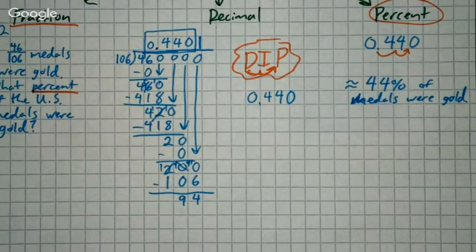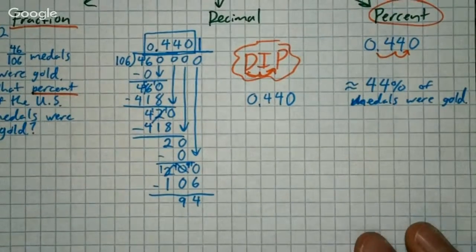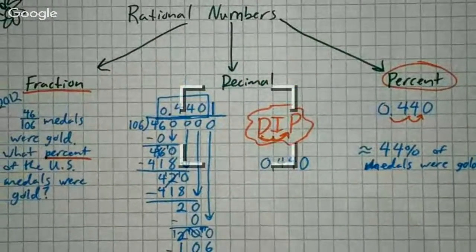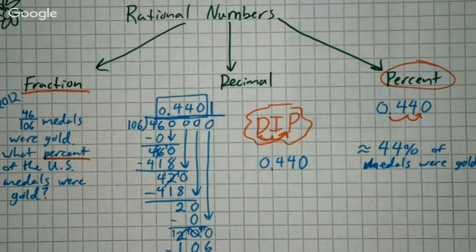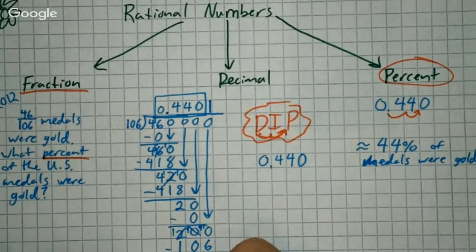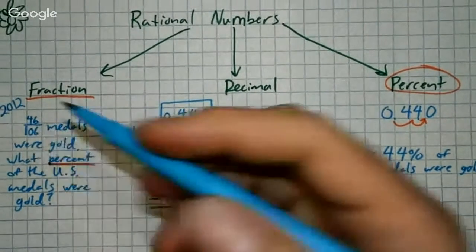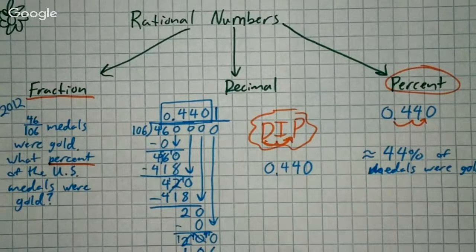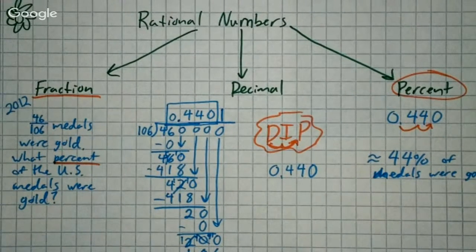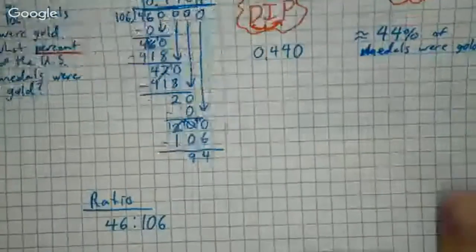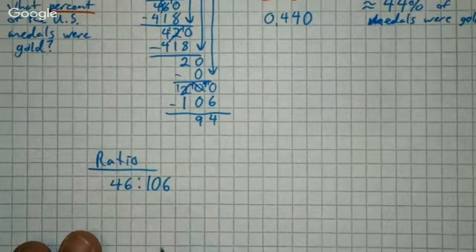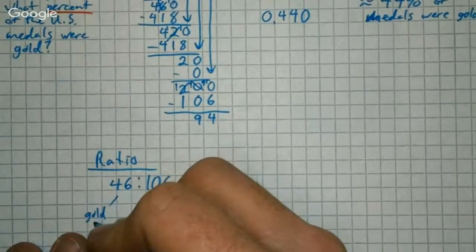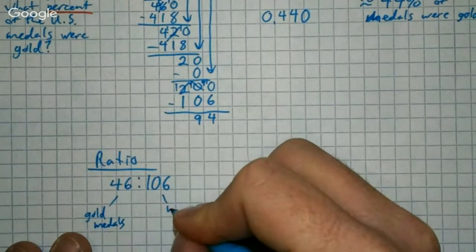Now, there's one thing that we've talked about that I didn't do right here, which is the ratio. So let's look right now. This is our fraction. So what would our ratio be of those medals? It's just the relationship. So to form the ratio, you just look at our fraction and say, for every 46 gold medals, there were 106 medals. All right, so now we have gold medals and medals.